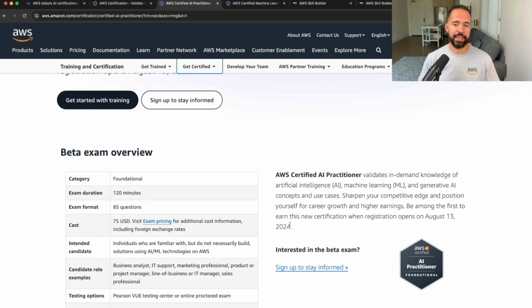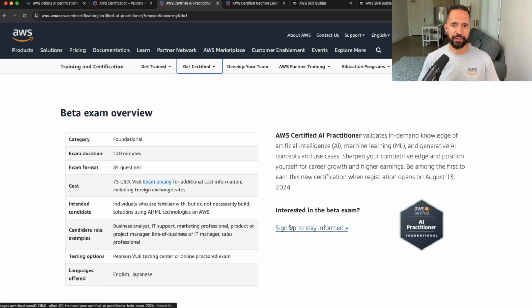In taking a look at the exam overview, again, this is a foundational cert. The exam duration is going to be 120 minutes. There's going to be 85 questions on this. The cost is $75 USD, and the intended candidate is just an individual who is familiar with, but not necessarily building solutions using, AI and ML technologies on AWS.